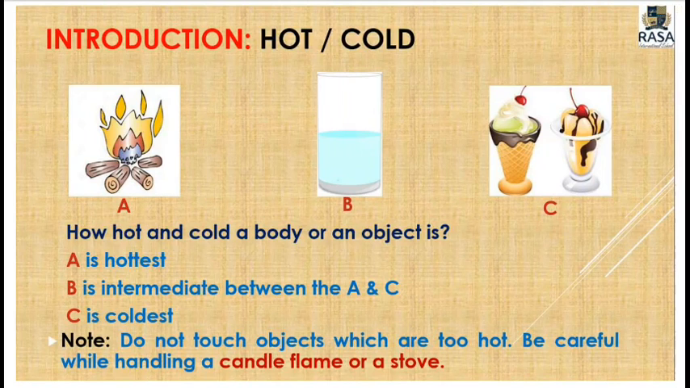So now we are giving an example. Here we have three bodies A, B and C. A is the fire, B a glass of water and C is the ice cream. If I ask you how hot and cold a body or an object is, by seeing these three articles you can answer that A is the hottest, C is the coldest and B is the intermediate between A and C.